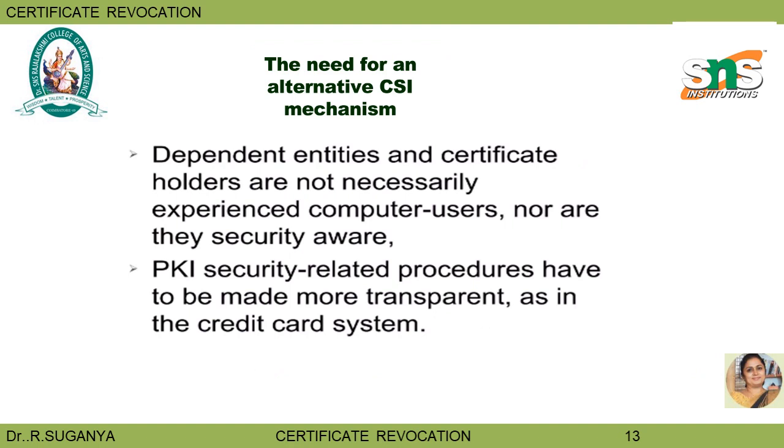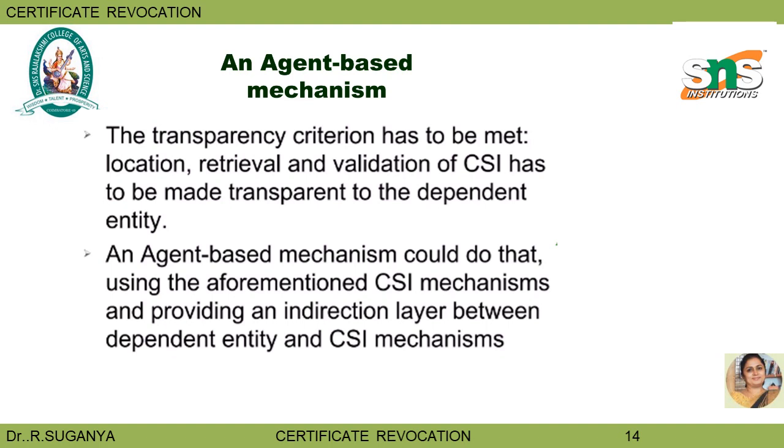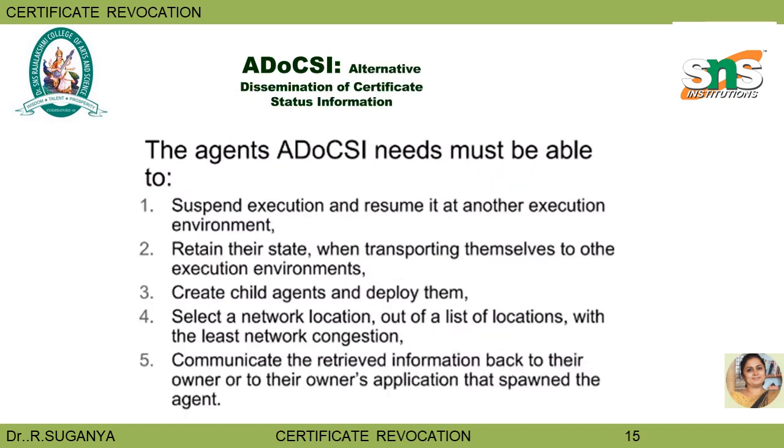The need for an alternative mechanism: dependent entities and certificate holders are not necessarily experienced computer users. They are security aware, and the related procedures have to be made more transparent, as in the credit card system. An agent based mechanism. The transparency criteria has to be met. Location, retrieval, and validation of CSI has to be made transparent to the dependent entity. An agent based mechanism could do that using the aforementioned CSI mechanisms and providing an indirection layer between the dependent entity and the CSI mechanism. Alternative dissemination of certificate status information.